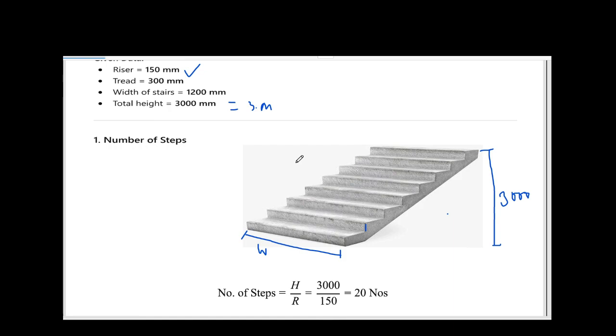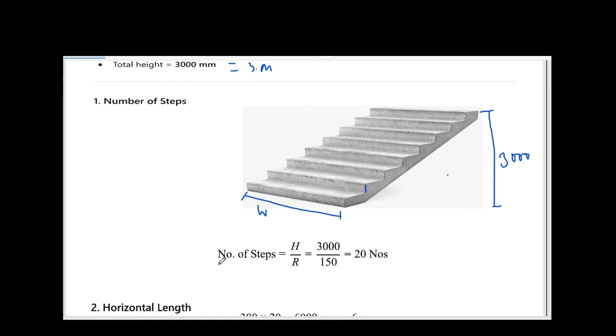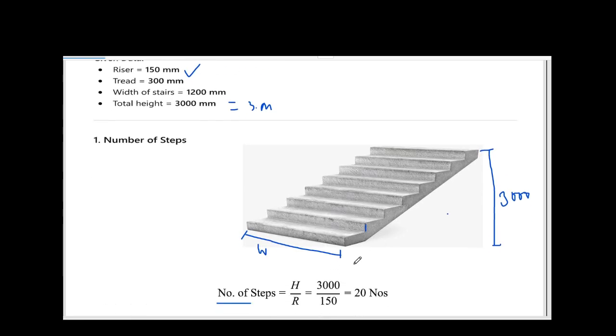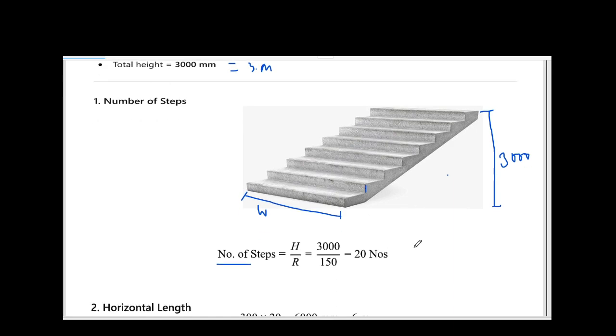So what you have to do? Step one. You have to find out the total number of steps. The total height is 3,000 and the height of each riser is given as 150. So if you divide, you will get the total number of steps. You are getting 20, 3,000 divided by 150.